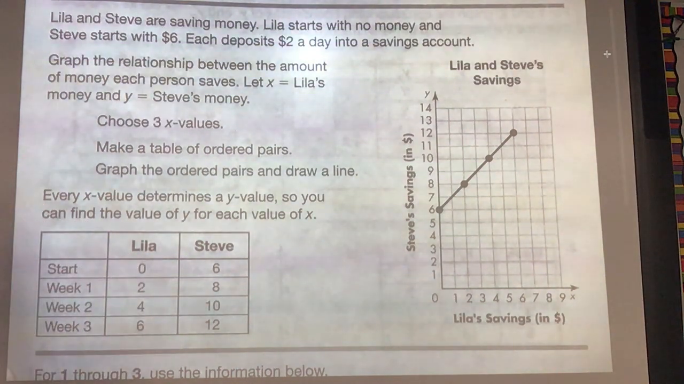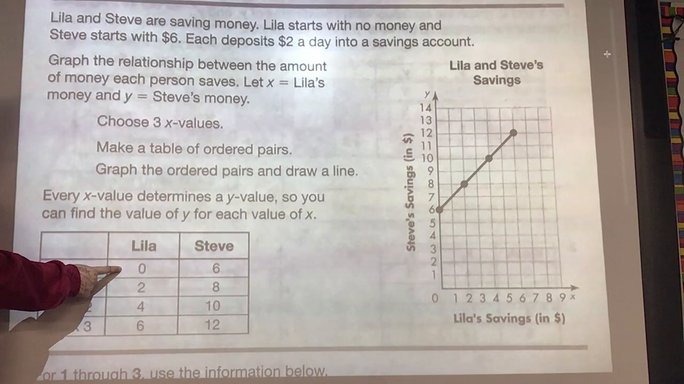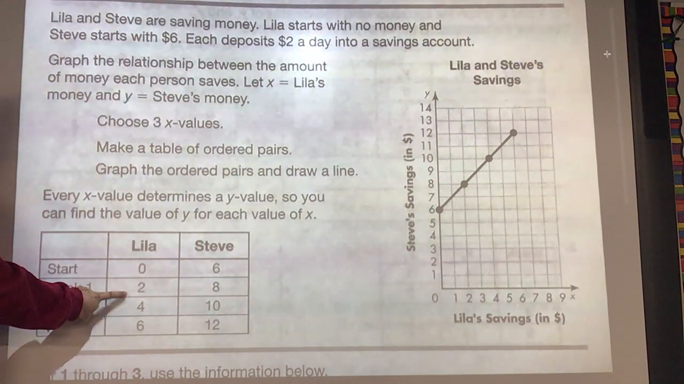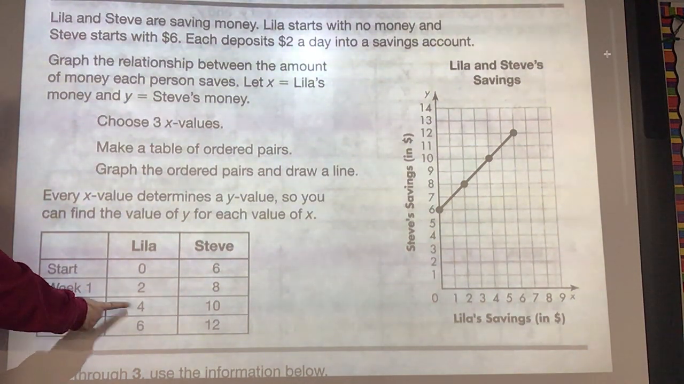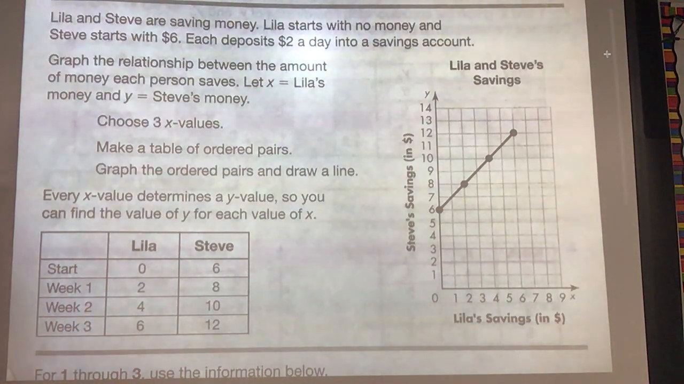Each of them is doing $2 a day. So, starting, Lila's got 0. Week 1, she's got 2. Week 2, she's got 4. Week 3, she has 6. Increasing by 2. Skip counting by 2.